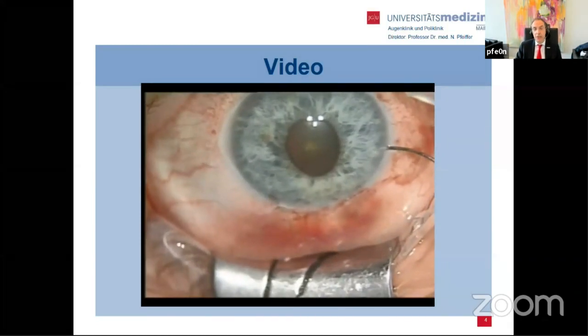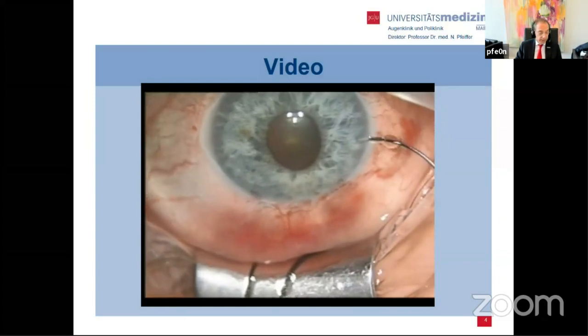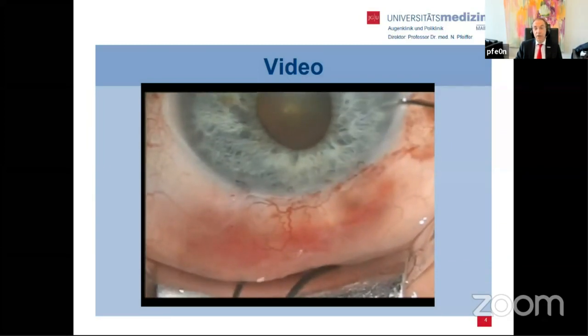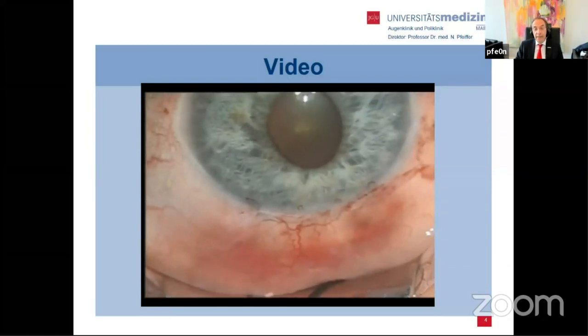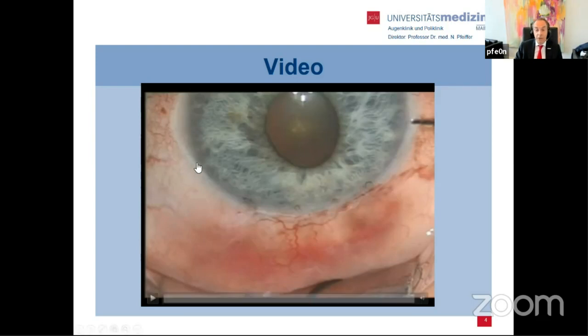Again, check for watertightness at the end of surgery. Now you see how the filtration bleb is filling. So if you do that, chances are good you can use 5-FU postoperatively and you don't fiddle around with overfiltration.